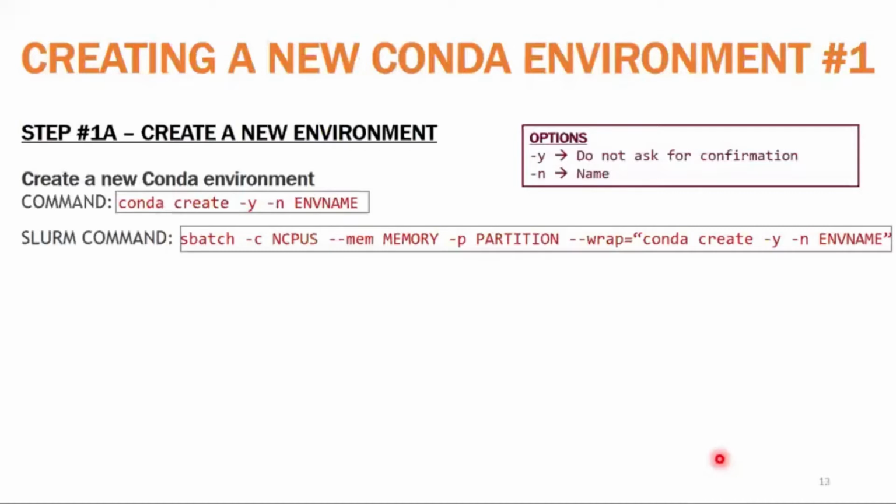So to create a new Conda environment, the conda create command is used along with the -y and -n options, followed by your environment name. The -y means to create the environment without asking for confirmation, and the -n indicates the name we want to give to our Conda environment, and of course, env name would represent our environment name.